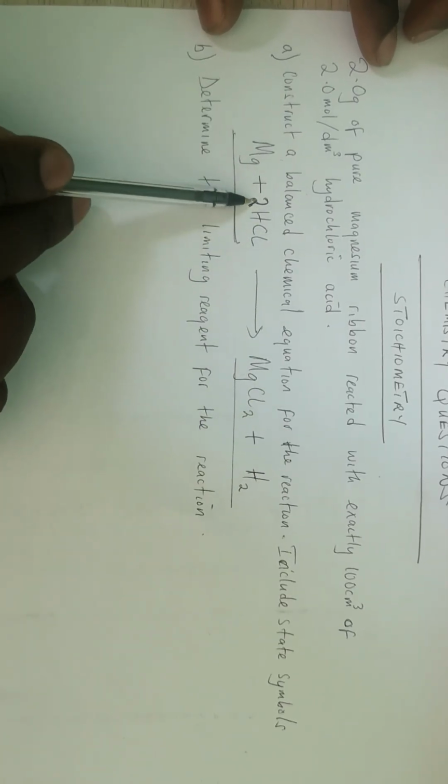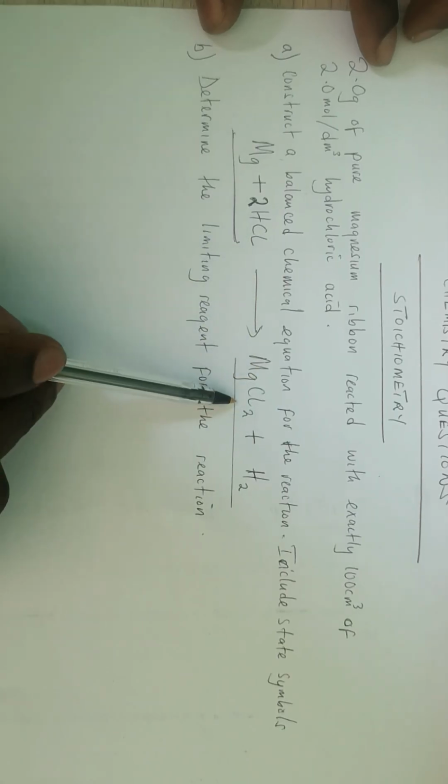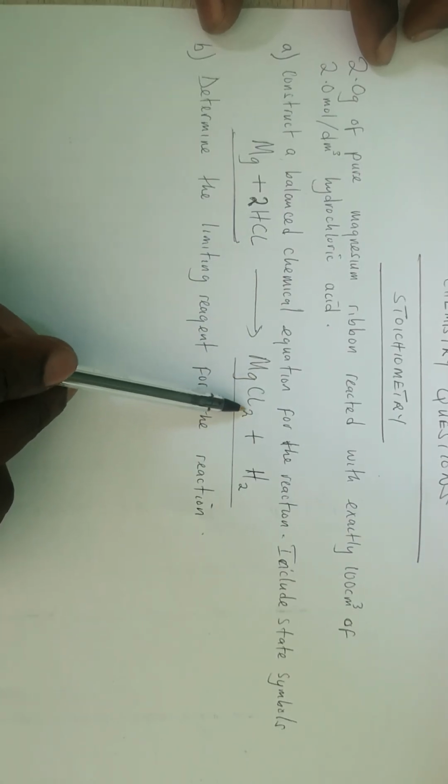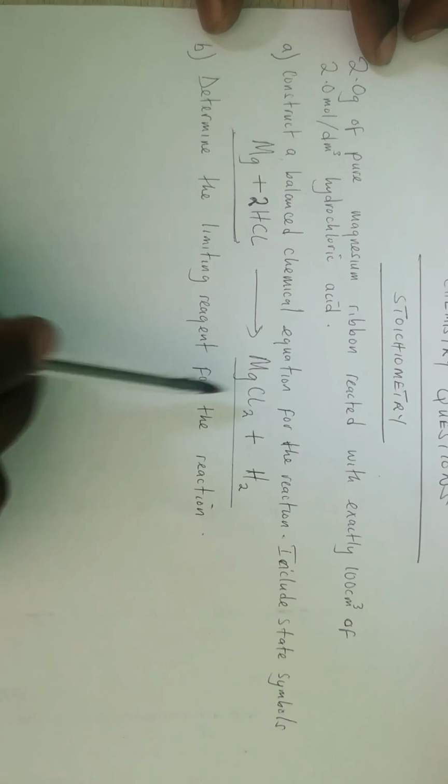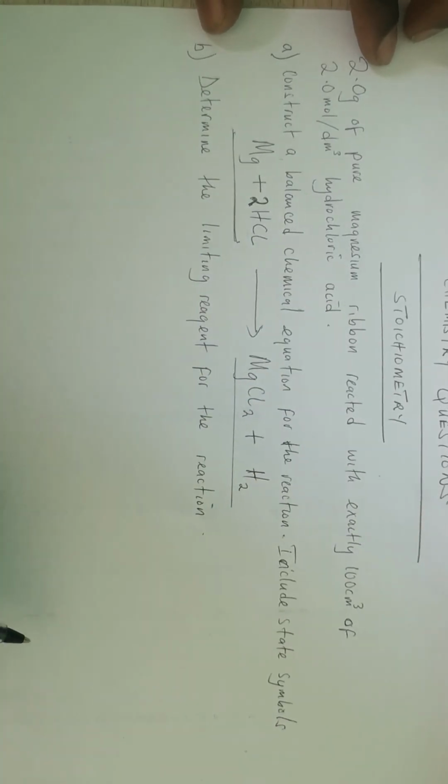When we add this number in front of hydrochloric acid, it also affects the number of atoms of chlorine. So we are having 2 atoms of chlorine, and already here you've seen that we already have 2 atoms of chlorine because of this subscript. This subscript is coming from the formula for magnesium chloride. So as you can see, the equation is balanced.